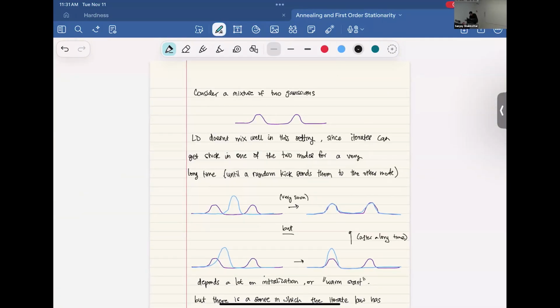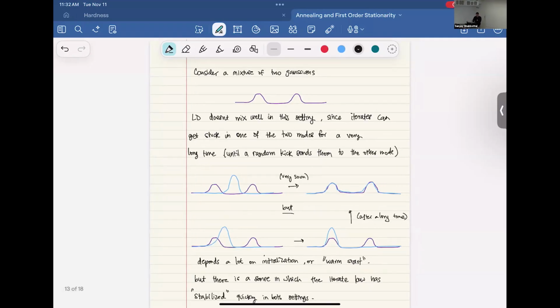The problem with Langevin dynamics generally is that it doesn't mix. So unless your distribution satisfies an LSI, it doesn't mix very well. And satisfying an LSI is actually a pretty strict requirement. So an example of something that doesn't satisfy LSI is a mixture of two Gaussians, right? So here's this purple mixture.